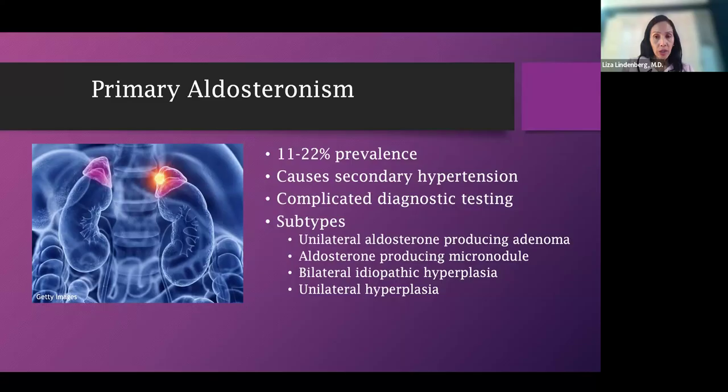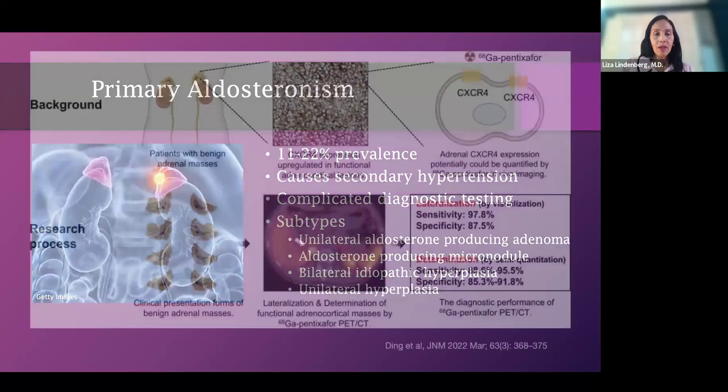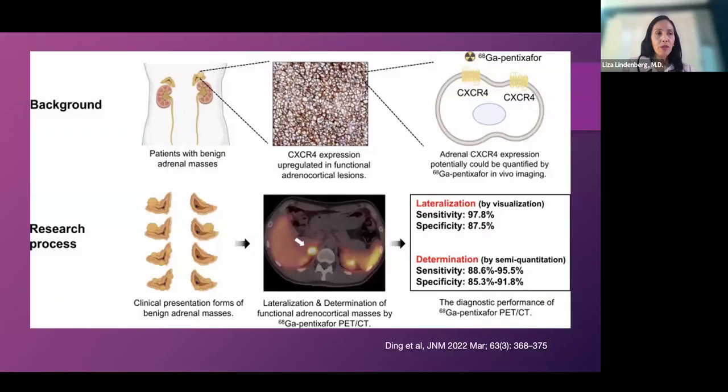Diagnosis can be challenging due to invasive procedures. There are several subtypes, as you can see on the slide. This is a graphic from one of the first studies looking at Ga-PentixaFor in adrenal adenomas. They found increased uptake corresponding to CXCR4 expression and were able to assess which side was likely responsible for aldosteronism through visualization and uptake ratios.